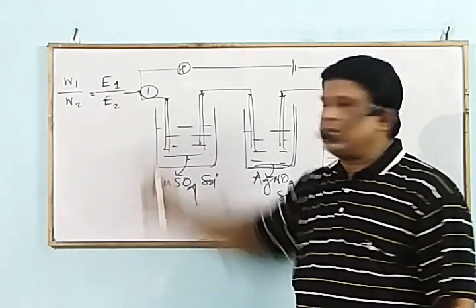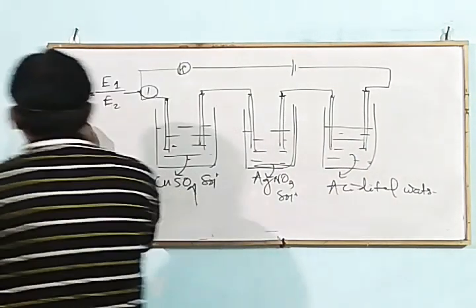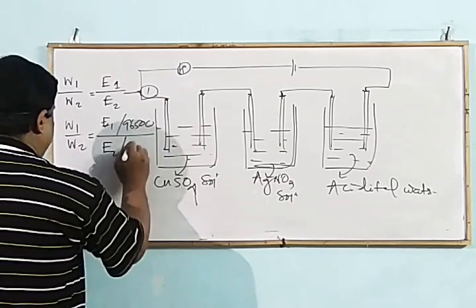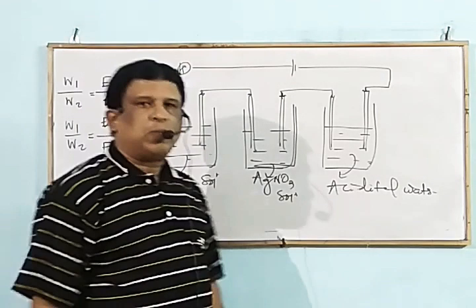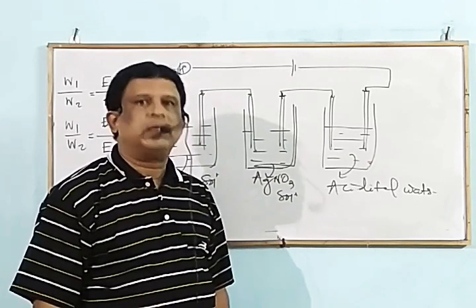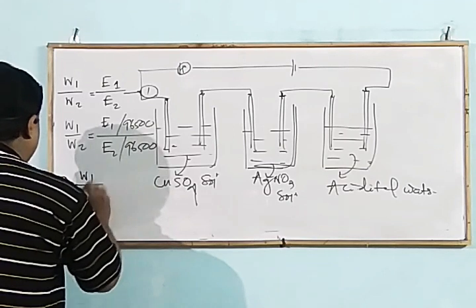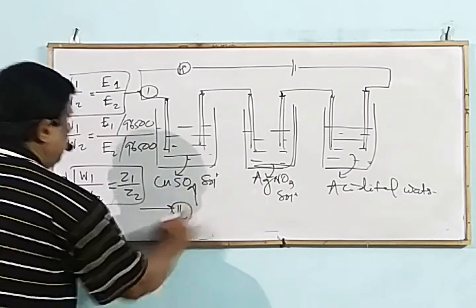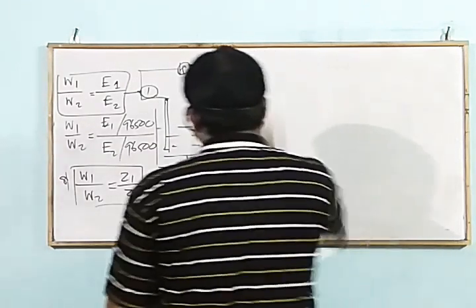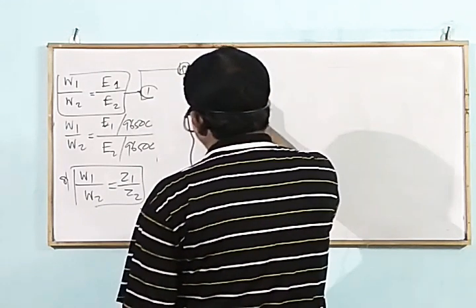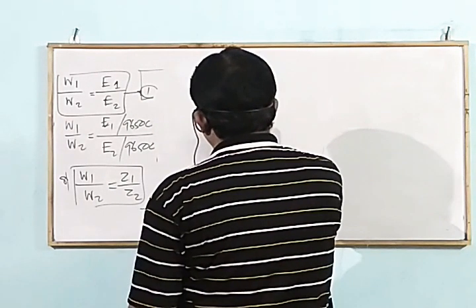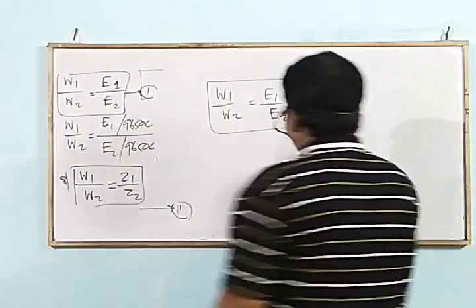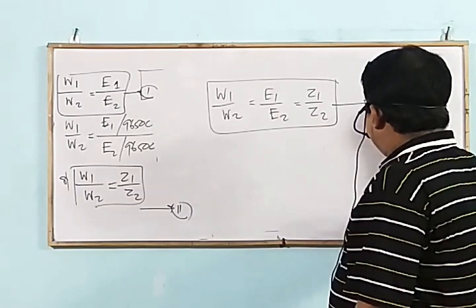Dividing numerator and denominator of the RHS by 96500, we have W1 by W2 is equal to E1 by 96500 by E2 by 96500. We know the equivalent mass by 96500 is equal to electrochemical equivalent, that is Z. So W1 by W2 is equal to Z1 by Z2. It is relation, equation 1 and equation 2. Combining equation 1 and 2, we have W1 by W2 is equal to E1 by E2 is equal to Z1 by Z2. It is the mathematical relation of Faraday second law of electrolysis.